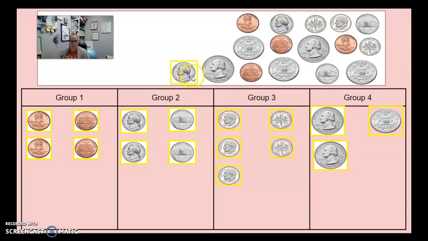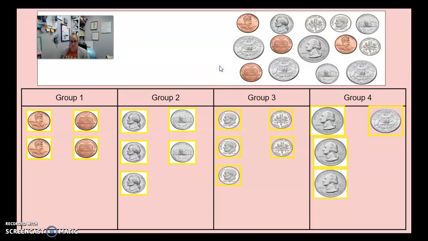All right. What about this one? Group 1, 2, 3, or 4? Good job. Group 2. All right, let's see. Next one is this large coin that's silver. So it's going to go over to group 4 under the head side. Next one is a copper color, and I see his head. So it's going to go to group 1, and it's going to go on the head side.